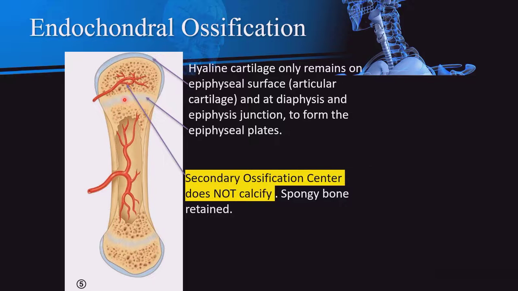At the epiphyseal end, you can see that the secondary ossification center has not been calcified and the bone appears spongy in nature. So it is said that the spongy bone is retained in the secondary ossification center, that is at the epiphyseal end.